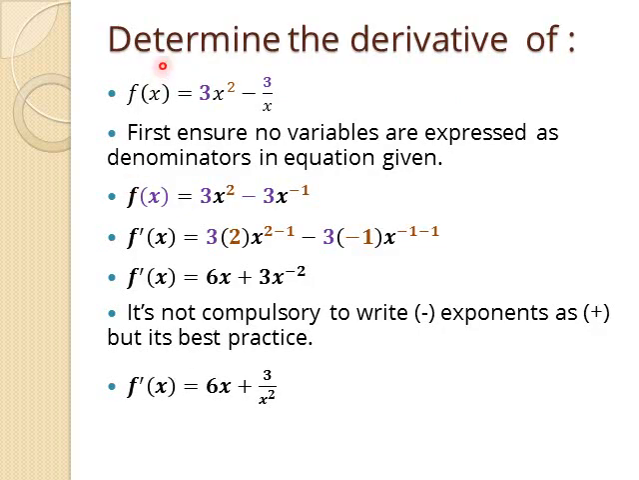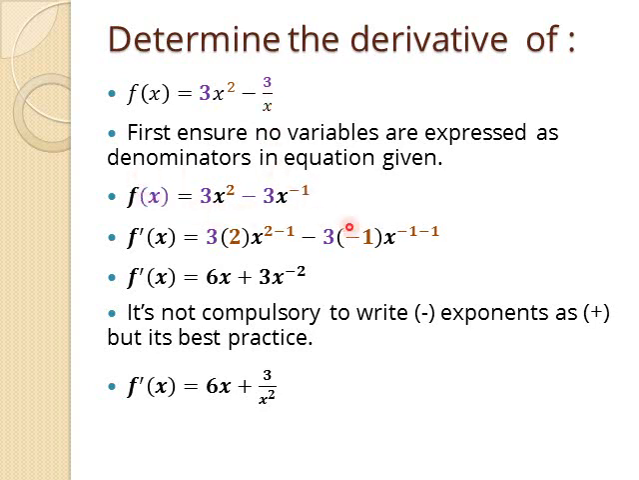So problem number one, determine the derivative of f of x equals 3x squared minus 3 over x. So first we have to ensure that no variables are expressed as denominators. So there you see x is a variable, it can't be a denominator. So first, that stays 3x squared. If I take x from the bottom to the top, it was positive 1 here, now it becomes negative 1.